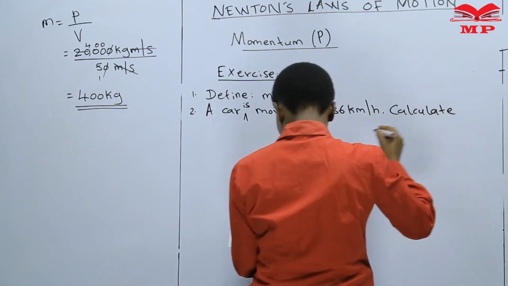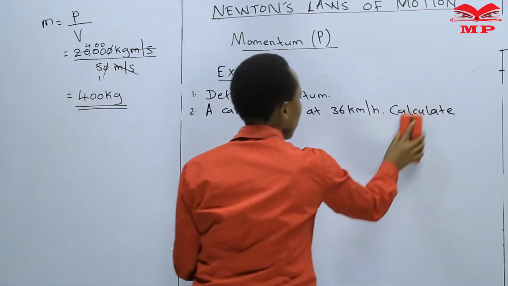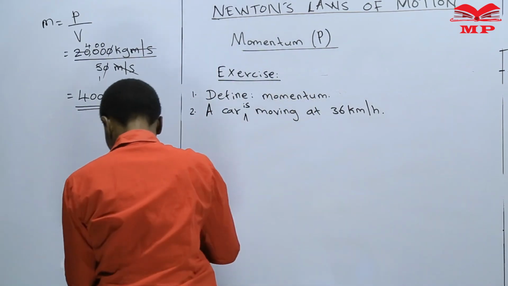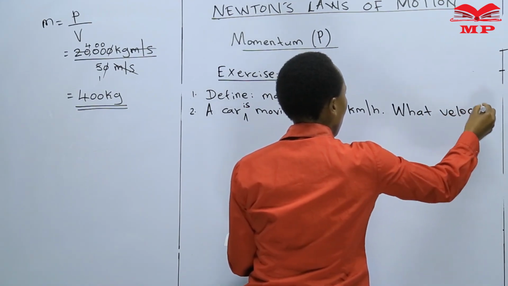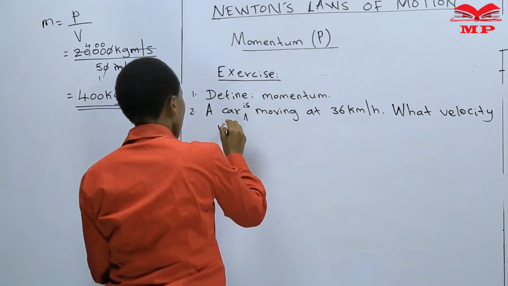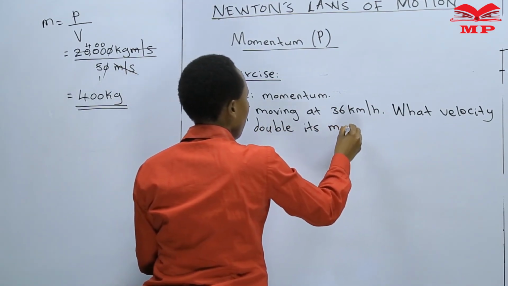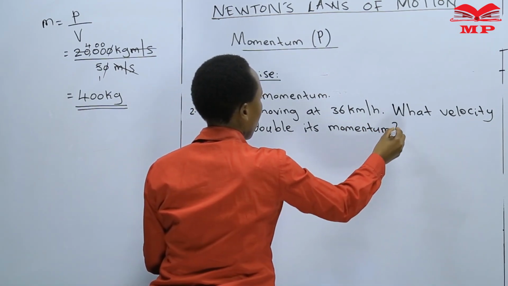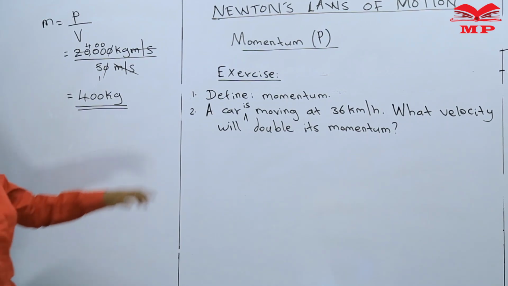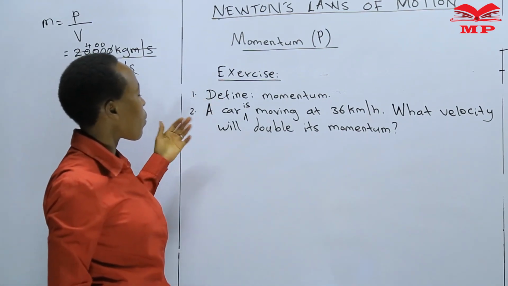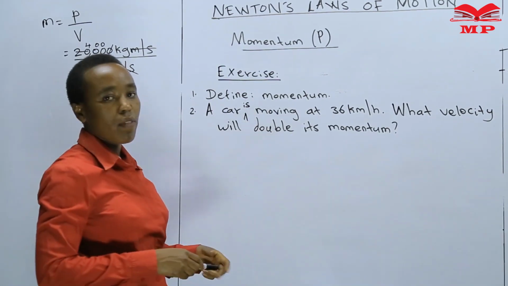The question is, calculate what velocity will double its momentum. So in this case you are calculating the velocity that will double the momentum. Ensure that you do these 2 questions: you define momentum, and here you calculate the velocity that will double the momentum of this car.